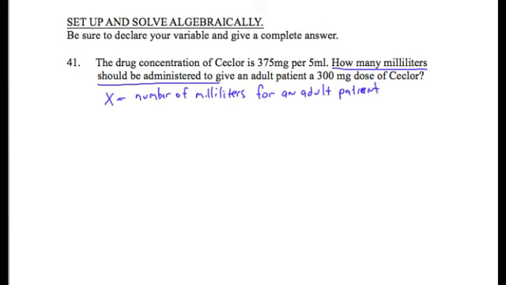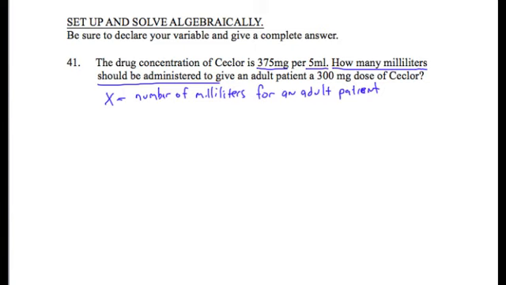Now let's go back and look at this problem. The drug concentration, they're giving us this known rate right here, 375 milligrams per 5 milliliters. Anytime we see a given rate like that, something per something else, we should investigate to see if the problem is going to be set up as a proportion. If we read on, they give us this known rate, 375 is to 5 milliliters as 300 milligrams would be to x milliliters. So this is definitely a proportion, and we want to set it up that way.